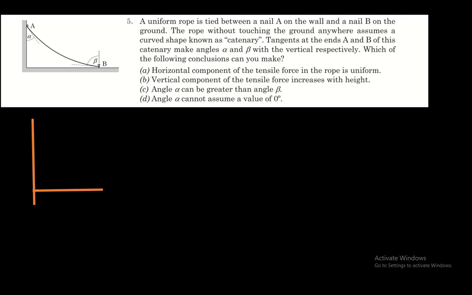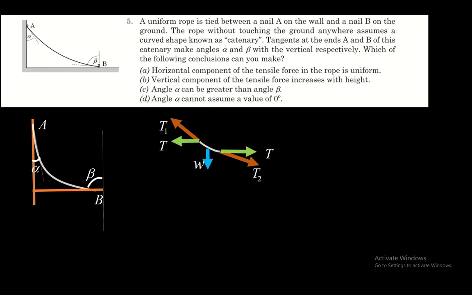So we have a wall, ground. There are 2 points A and B, and there is a rope. The rope makes an angle alpha and beta with the verticals at the ends as shown. Now consider a small part of this rope, and let the tensile forces at its ends be T1 and T2. W is the weight of this part of rope. Horizontal components are T each.